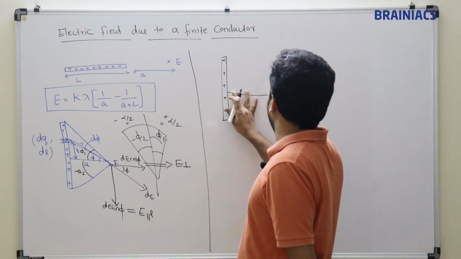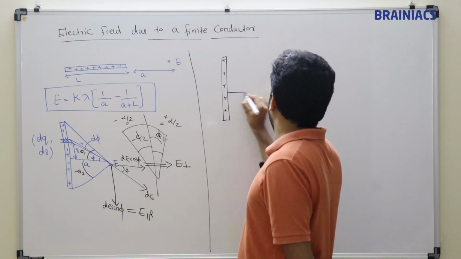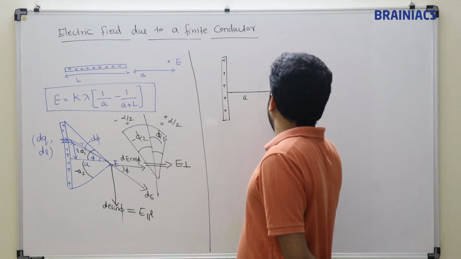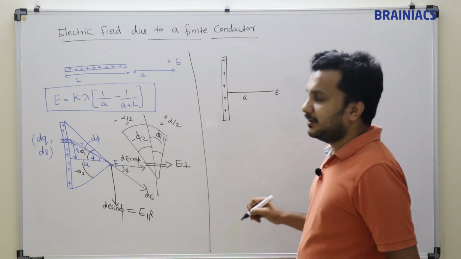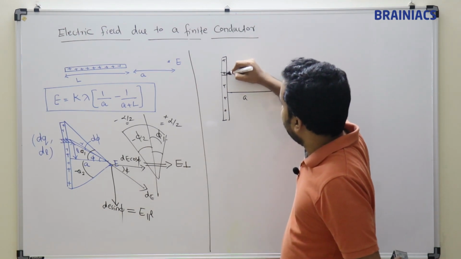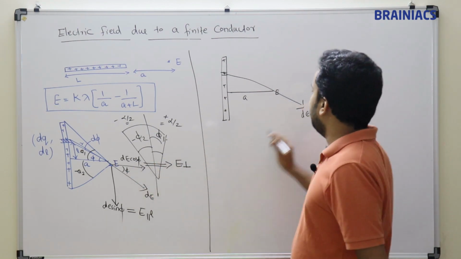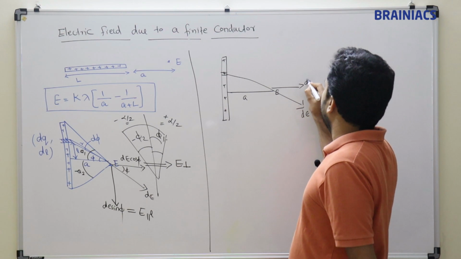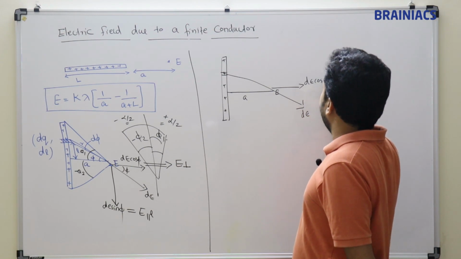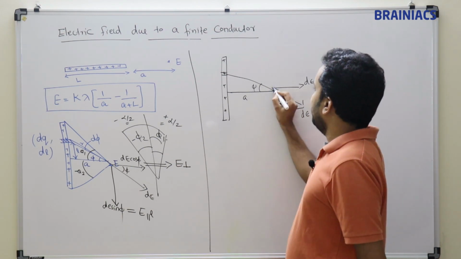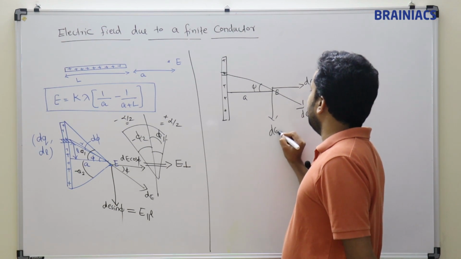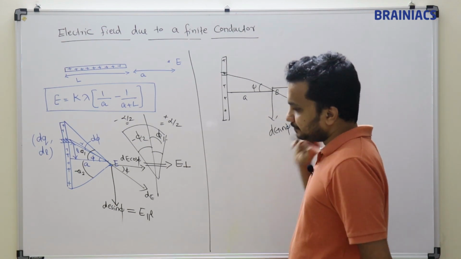I have taken one point here, at a distance, for the electric field. Then I told you I have taken a current element. So the electric field is like this, dE. The same thing I am writing here. This is split into dE cos phi, because this angle is phi, and this is taken as dE sin phi.